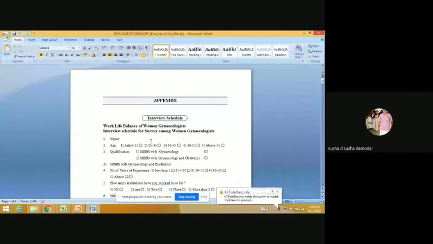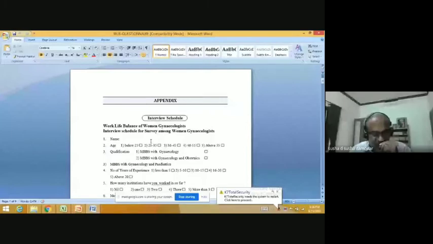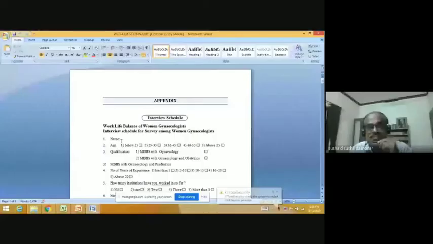What is the population here? Population, all the women gynecologists working in our state in different hospitals, maybe government hospital, private hospital, or any other hospital. The total number of women gynecologists working in our state constitute our population. And in the questionnaire for pilot study, first question name, second question age, below 25, 25 to 35, 36 to 45. So this is a categorical variable. We can't calculate mean, median, or any other descriptive statistics.